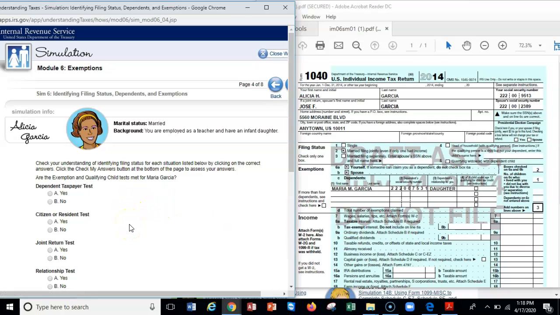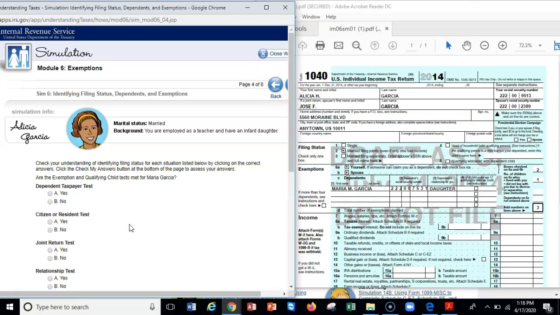We're going to check our understanding of identifying the filing status for each situation below by clicking on the correct answers. Okay, we're going to check the answers. Now, first of all, before you can claim somebody as a dependent and before you can file with somebody else, there is an exemption test. And it's not a test like we take in school. It means, do they qualify?